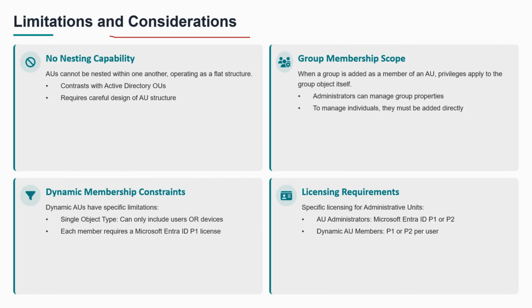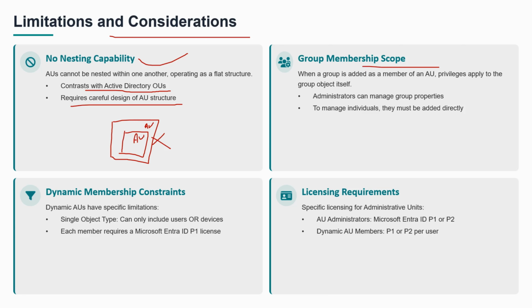Limitations and considerations, this is the biggest thing that we need to keep in mind. No nesting capabilities. You cannot nest the AUs. AUs cannot be nested within one another, operating as a flat structure. In contrast with Active Directory OUs, this requires careful design of the AU structures. Like you cannot nest, as we have discussed. This is one AU, this is another AU. You cannot add both AUs to the same AU. So you need to keep that in mind. This does not work.